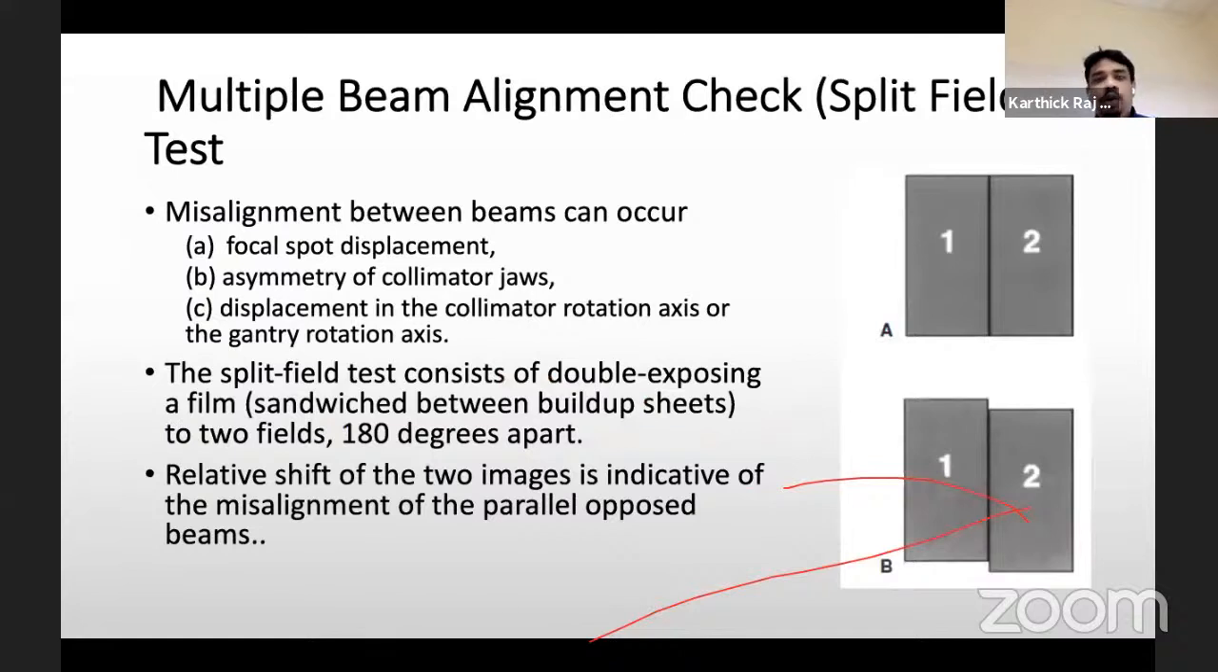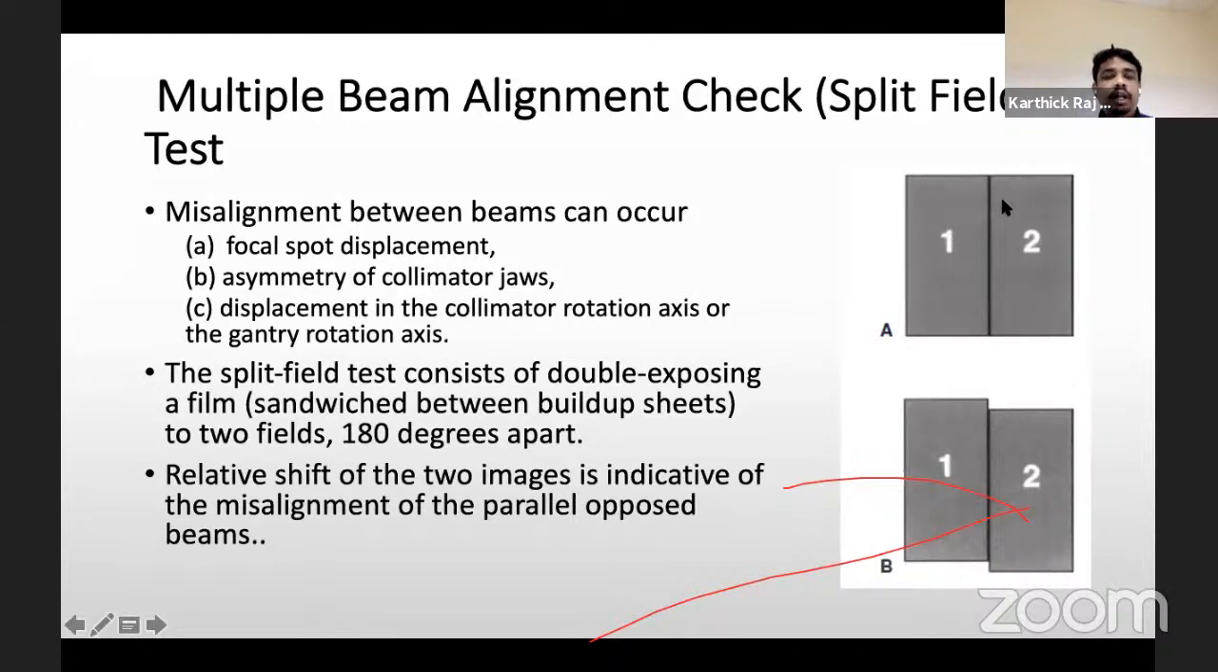These are other quality assurance checks, like what we do for a multiple beam alignment test. If you're trying to do an AP/PA beam, what we do is this misalignment test, which will help us check how accurately your jaws are aligned. Most linear accelerators have asymmetric jaws. What you can do is put a film and irradiate one part using an asymmetric field, then rotate your gantry to 180 degrees and irradiate the other part using the other half of the asymmetric field. If there is no overlap or no mismatch, your jaws are aligned properly.